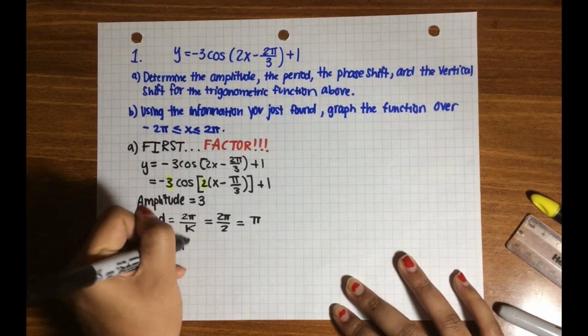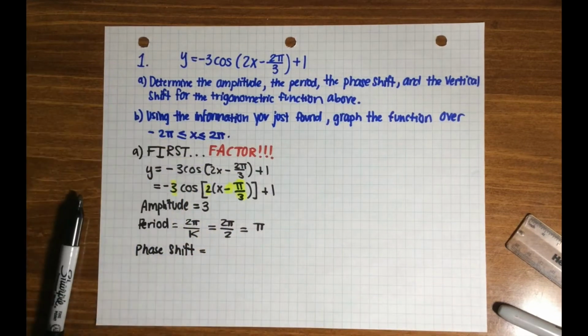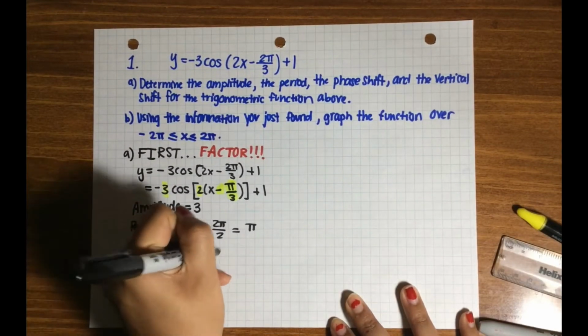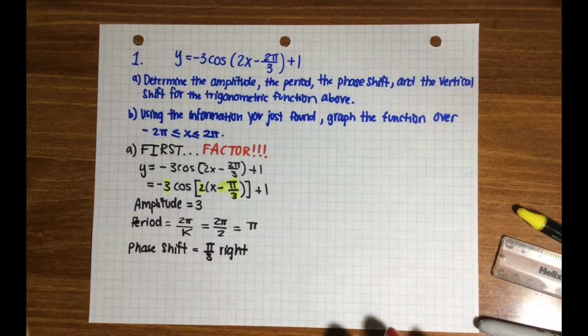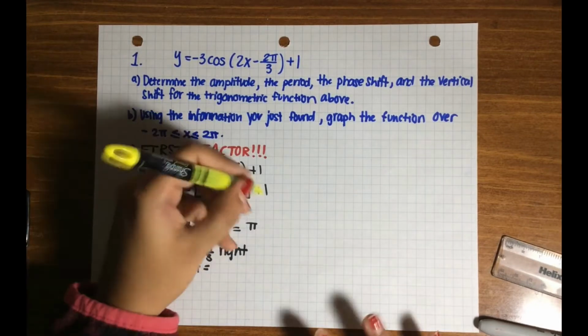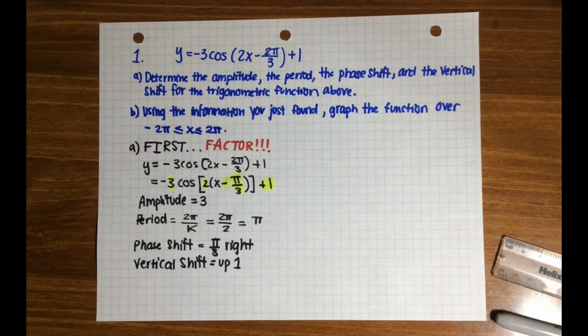To get the phase shift, we look at the d value. The d value in this function is pi over 3, and there's a negative, so that means that it moves pi over 3 to the right. And lastly, to get the vertical shift, you look at the constant term at the end, and in this case it says plus 1, and that means up 1.